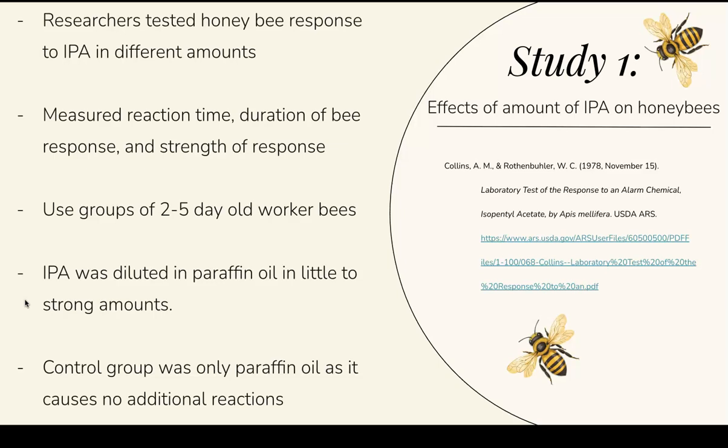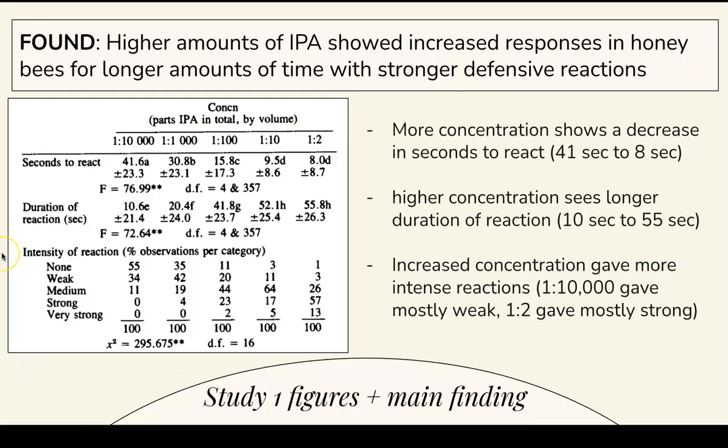They measured reaction time, duration of response, and the strength of response. The main finding is that higher amounts of IPA showed increased responses in honeybees for longer amounts of time with stronger defensive reactions. The table on the left shows each experiment done in order left to right, going from lowest concentration of IPA to highest concentration of IPA.